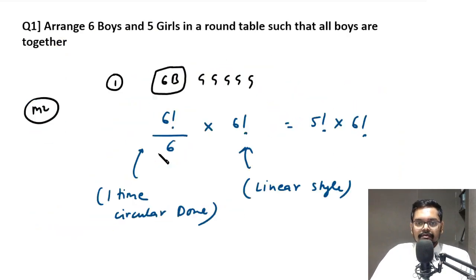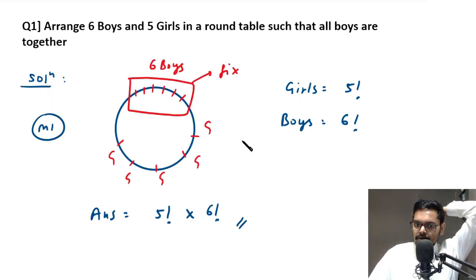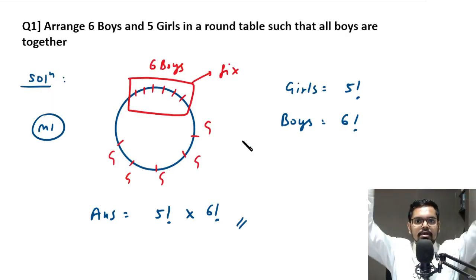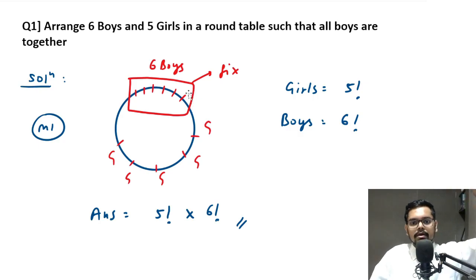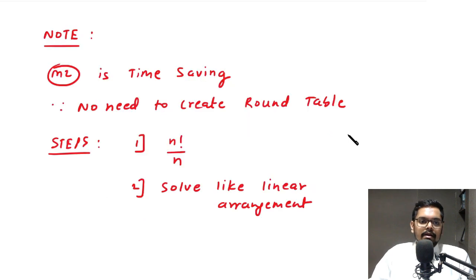Okay, so we have seen that we had 6 players seated in 6 factorial by 6 in the circular style, one time done. Now whatever is there you do by the linear arrangement, like the 6 boys can be seated in 6 factorial ways. Whereas method 1 was fix 1 player, then the question turned into linear arrangement. So fix this boy, linear arrangement, done. Okay, but I told you method 2 is my favorite because it is time saving. No need to create the round table, just follow these 2 steps always to get the answer.